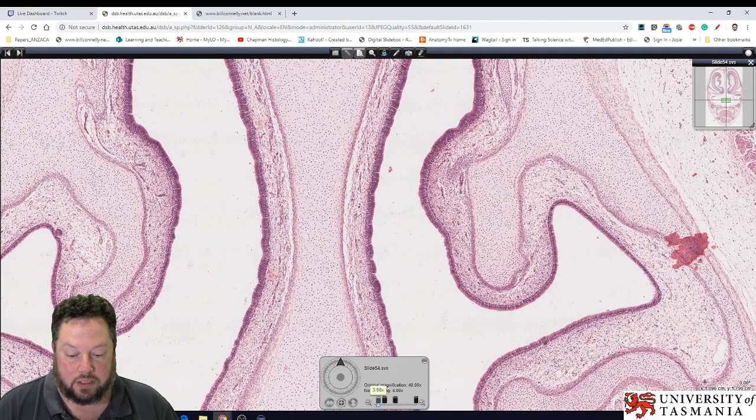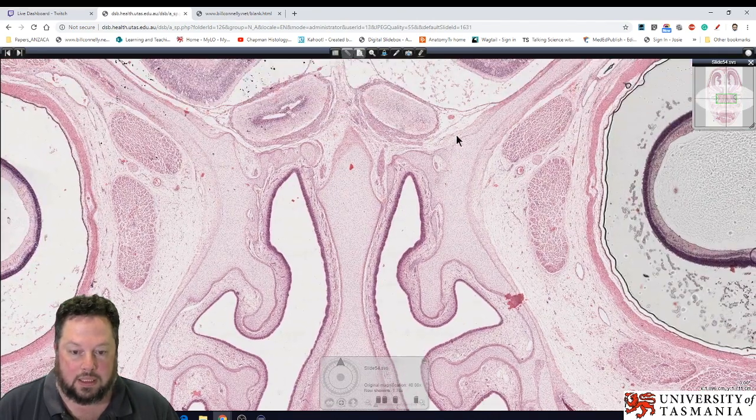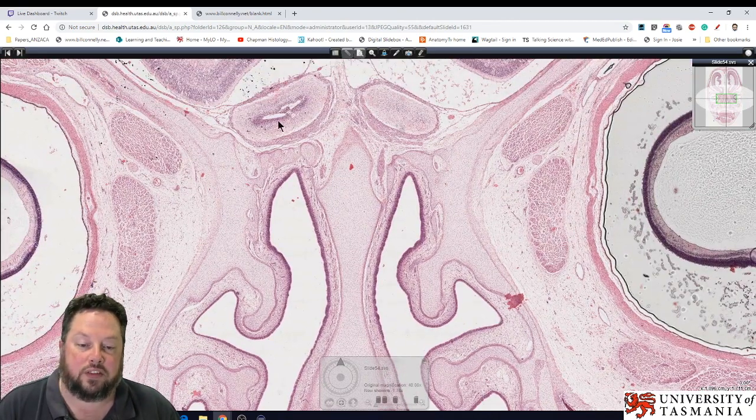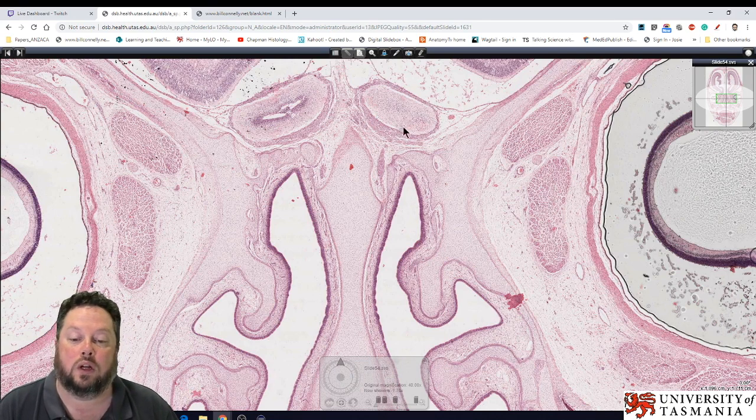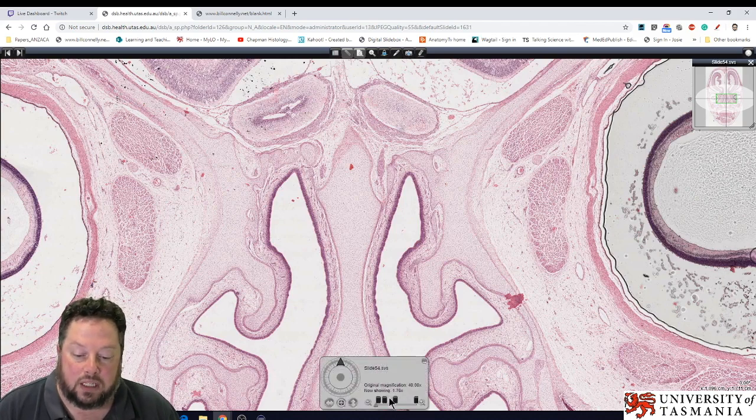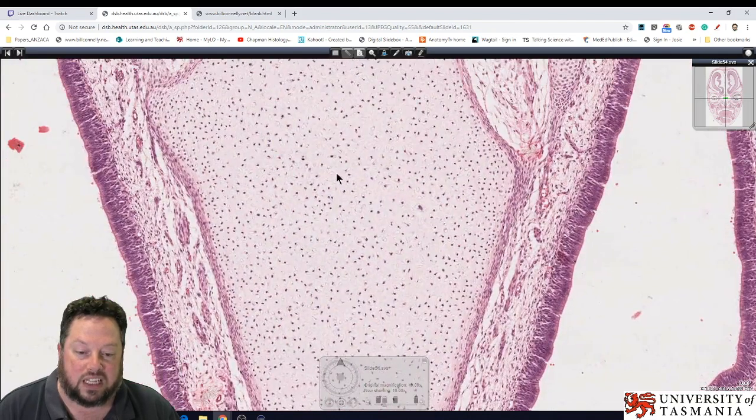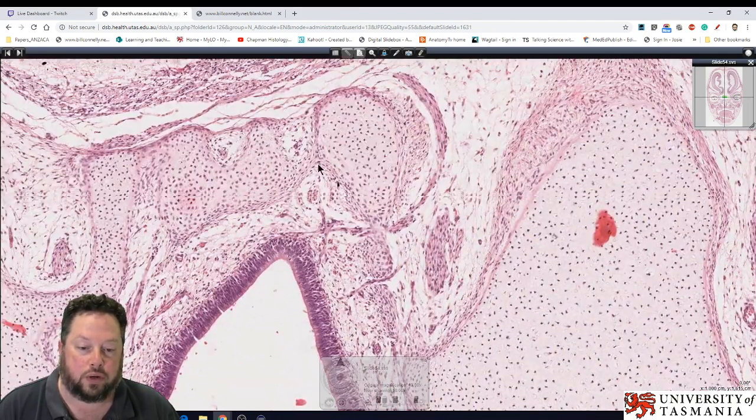If we zoom out a little bit, these structures here are the olfactory bulbs. This region here would be the olfactory epithelium, and the nerves of this epithelium would be running up and making contact with cells here. So they're relaying that olfaction, the sense of smell, up to the brain here, and then the brain processes that information. Here we actually have the bone which is developing, known as the ethmoid bone, which is the superior part.